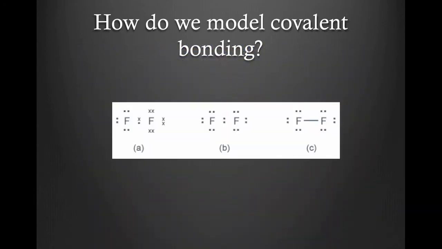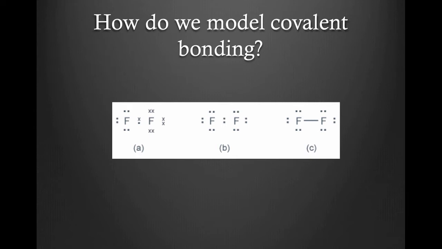So how do we model actual bonding? Well, we take the Lewis diagram and we create what's called a Lewis structure. And this Lewis structure shows us how each of the elements has an octet, and what electrons are going to be shared and which electrons aren't going to be shared.